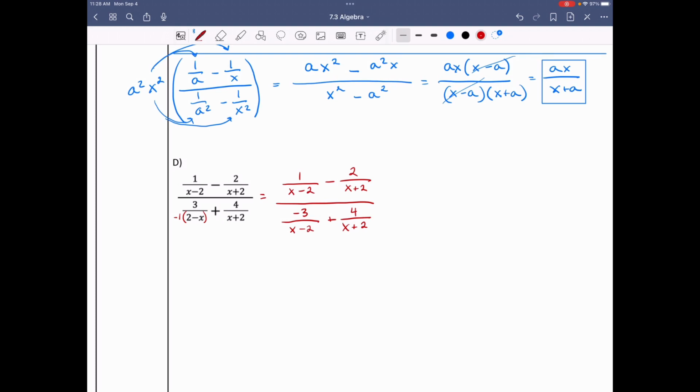Because it's an opposite. Then, in the first rational expression, 1 over x minus 2, I'm going to multiply that by x plus 2. So 1 times x plus 2 is x plus 2. Then our denominator will be x minus 2, x plus 2. Great, because I'm multiplying this by x plus 2.